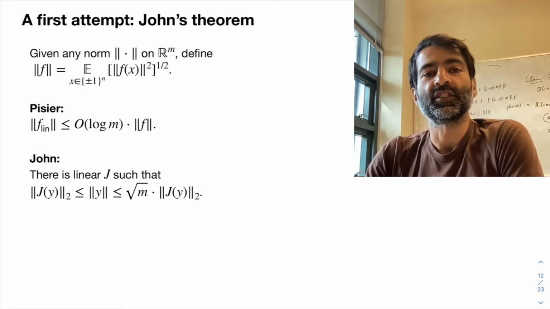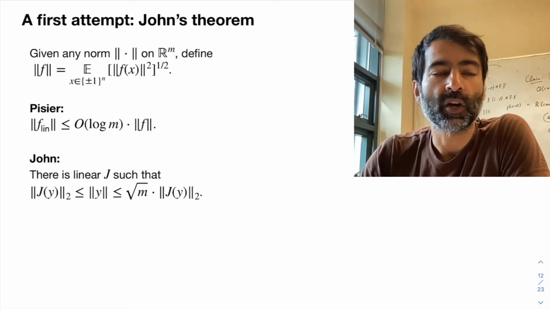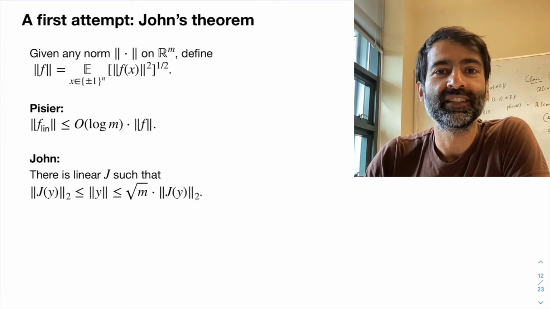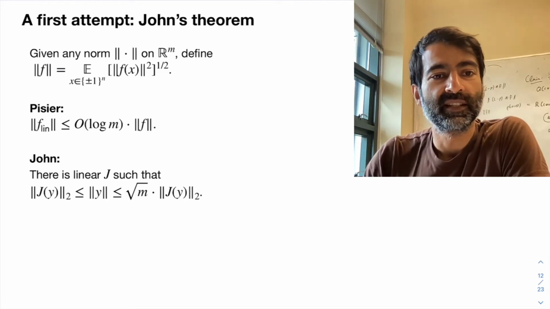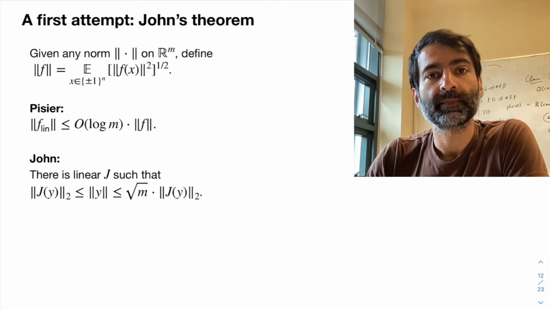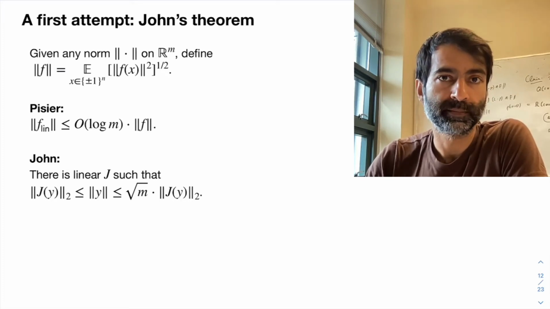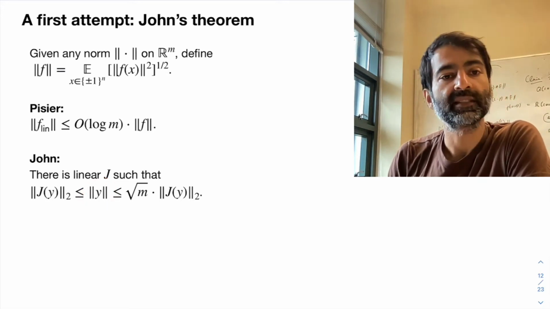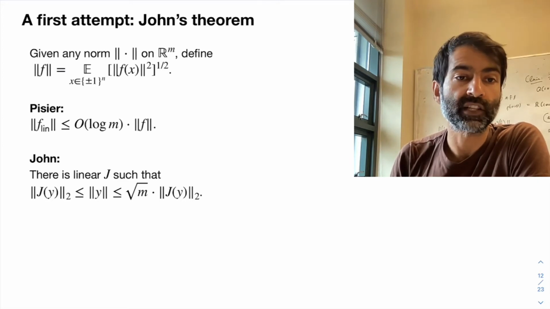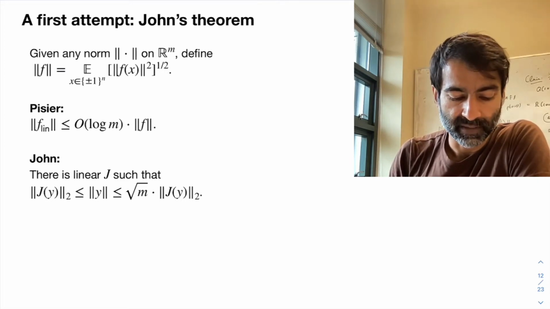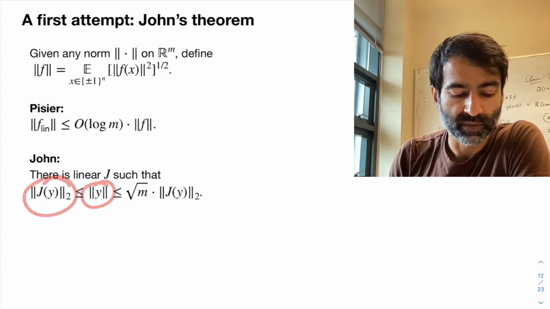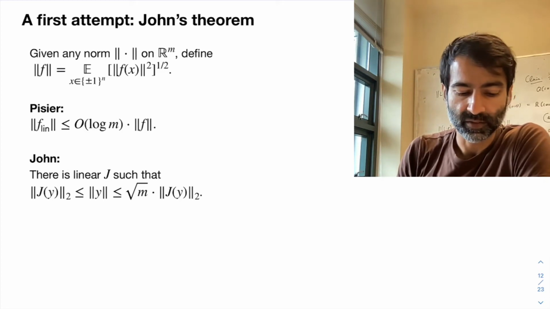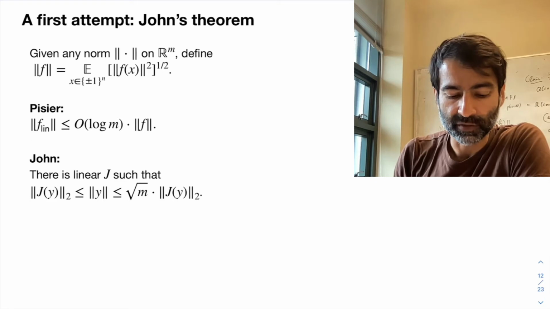John's theorem is another basic result from convex geometry. I've made another video about John's theorem, and you can watch it if you haven't heard of it before. But what John's theorem says is that an arbitrary norm can be approximated by the 2 norm. Given an arbitrary norm like this, there's always an invertible linear transformation J, such that the norm can be approximated by the 2 norm applied to J of the input in this sense. The approximation is off at most by a factor of square root m.